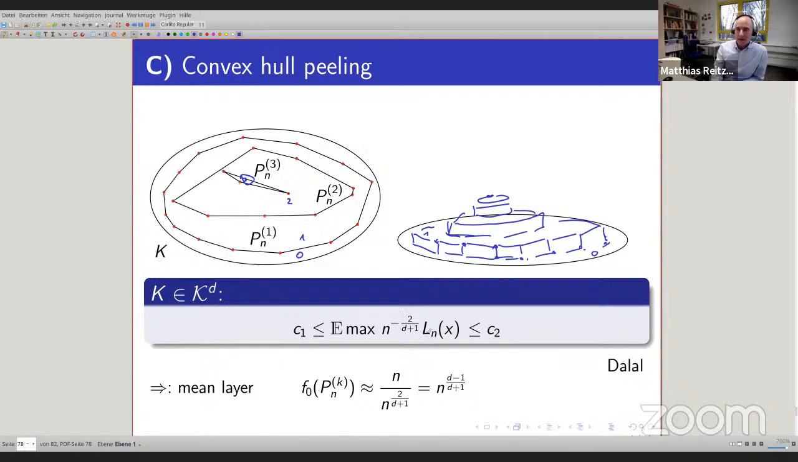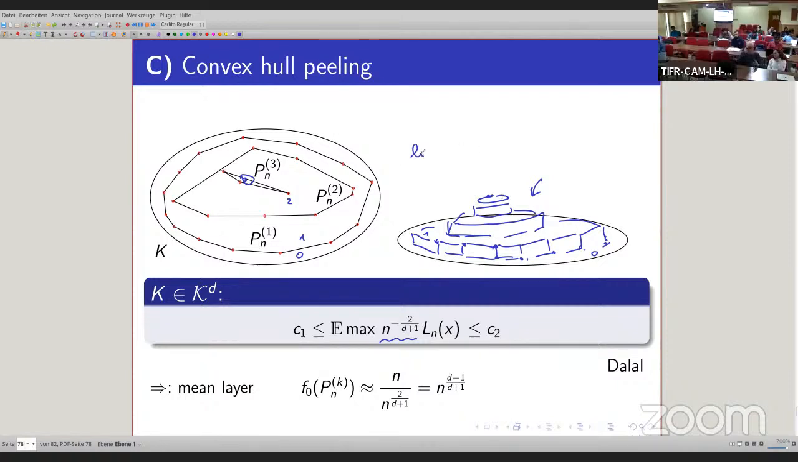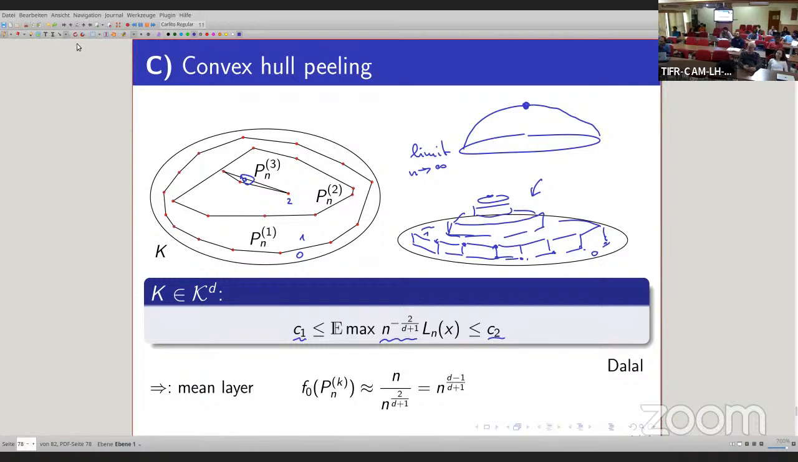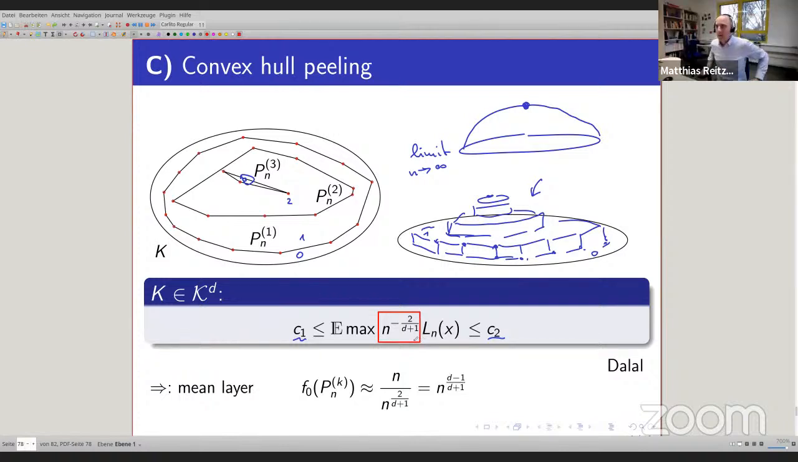The result of Dalal tells you, if you divide your mountain here by n to the power minus 2 over d plus 1, so that each step is not of height 1, but of height n to the power minus 2 over d plus 1, then you derive in the limit as n tends to infinity something like a mountain. And the top of the mountain is somewhere between C1 and C2. So this is the right normalization.